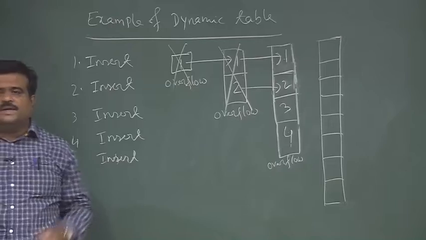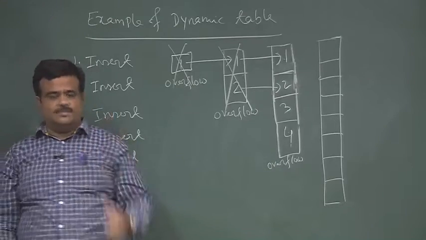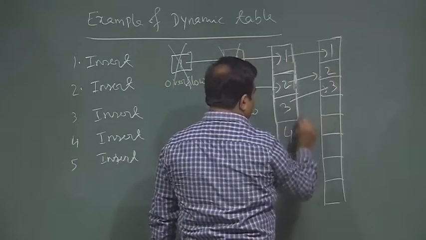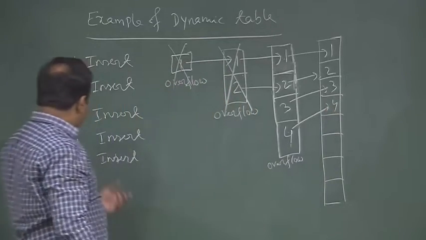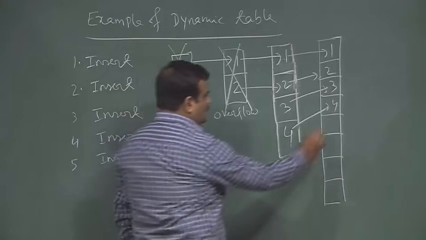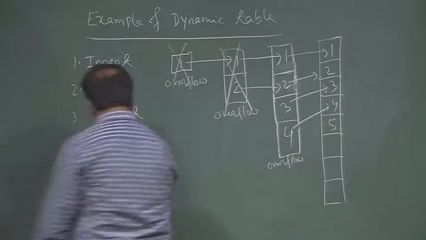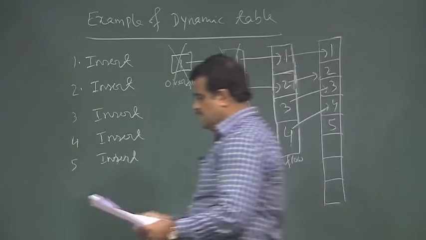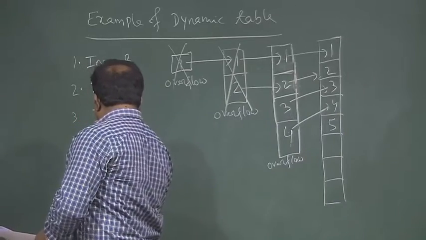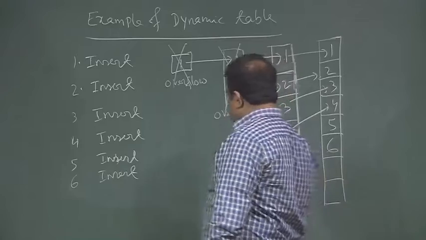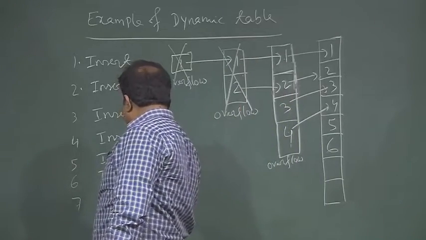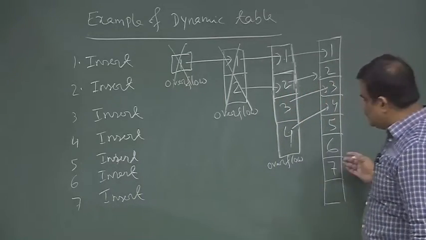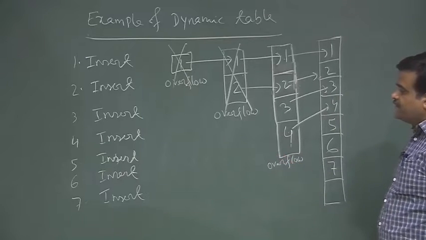Now, what is our next job? Our next job is to move the content of the old table to the new table. So, we just move this content, 1 here, 2 here, 3 here, 4 here. And now, we are going to insert this new item, the 5th item, here. There is no issue. Now, we will keep on inserting items. Item number 6 will be inserted here, even item number 7 can be inserted. So, up to 8 we can insert in this bigger table.